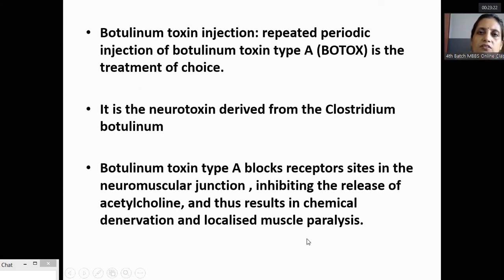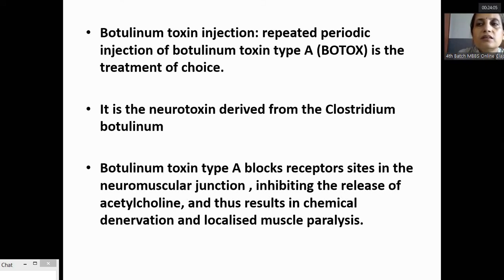So, botulinum toxin injection. The treatment of choice is botulinum toxin, with repeated periodic injections of botulinum toxin type A, Botox. But the problem here is that the effect is of very short duration, and it is very costly. It is a neurotoxin derived from Clostridium botulinum. Botulinum toxin type A blocks the receptor site at the neuromuscular junction, which inhibits the release of acetylcholine and thus results in chemical denervation and localized muscle paralysis.